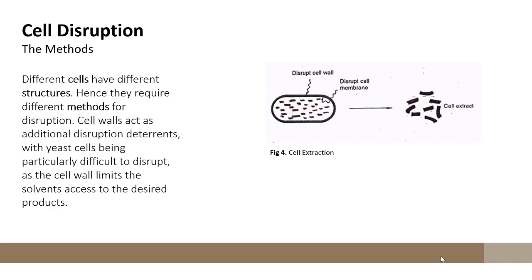Different cells have different structures, hence they require different methods for disruption. Cell walls act as additional disruption deterrents, with this cell being particularly difficult to disrupt, as the cell wall limits the solvent's access to the desired product.